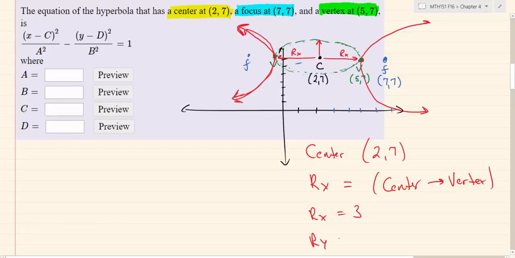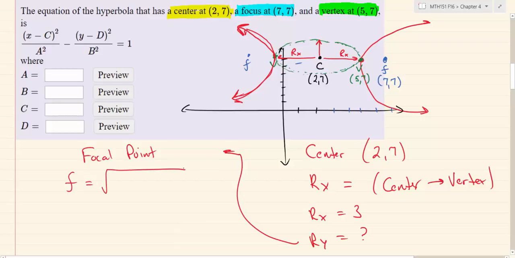What about r sub y? We don't have a direct way of getting r sub y because we don't have a coordinate for it. So in order to solve for r sub y, we have to make use of the focal point. The focal point is equal to the square root of r sub x squared plus r sub y squared. And do we know the focal length, the distance from the center to the focal point? Again, you do the same trick. You subtract the x coordinates and it's 5, right? So this becomes 5 equals the square root of r sub x, which we already said was 3, squared plus r sub y squared.